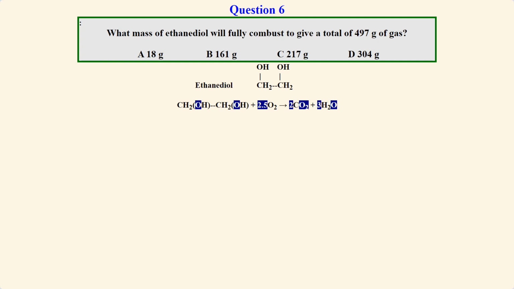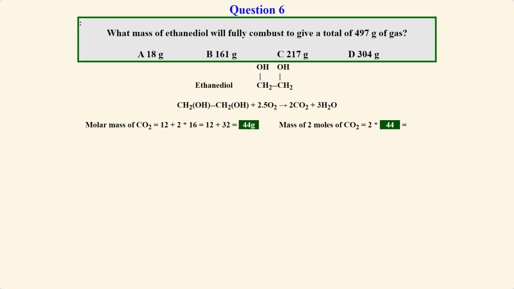Let's do that. First of all, the molecular mass of CO2 is going to be 12, the atomic mass of carbon, plus 2 times 16, the atomic mass of oxygen. Adding the figures together, again we get 44 grams. But from the equation, we've got 2 moles of CO2, so we need to multiply the 44 by 2, giving us 88 grams.